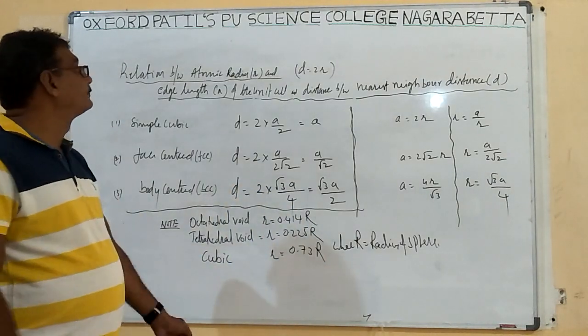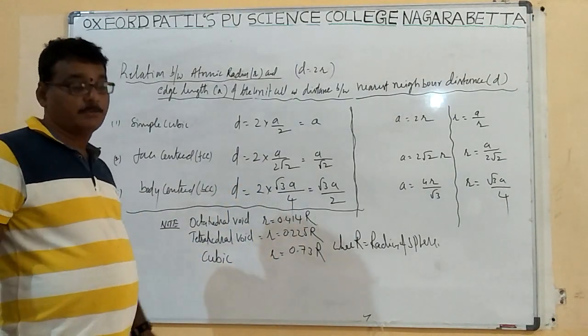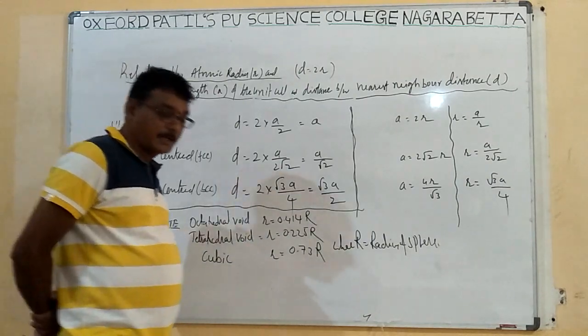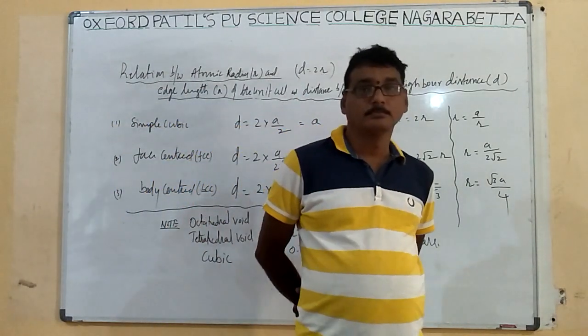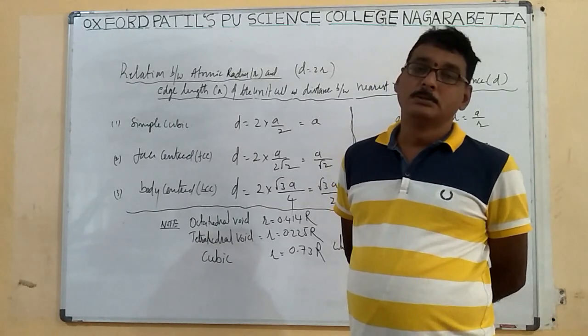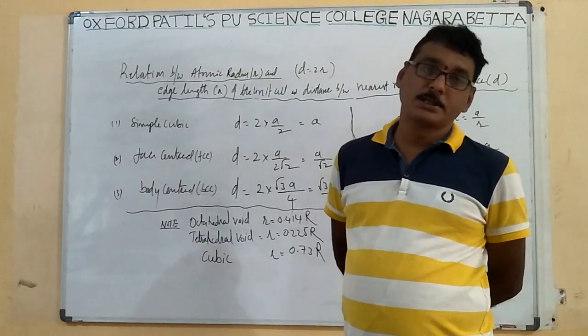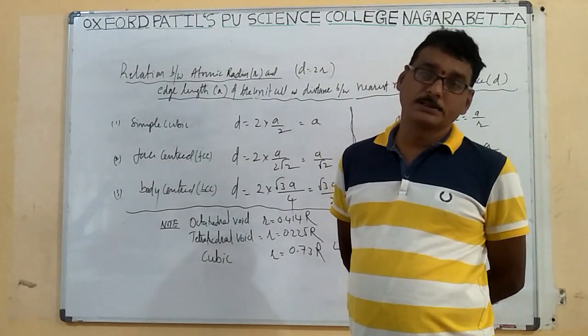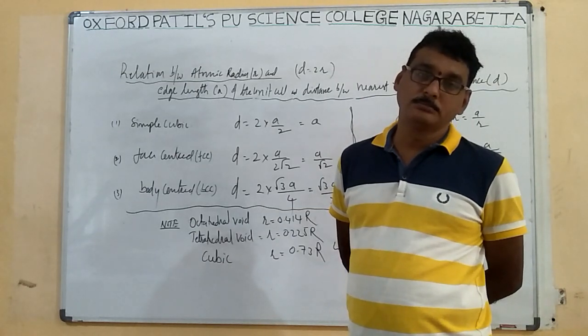Next, we have previously completed the three packing efficiency types. The first one is called simple cube. The second one is called body centered cube. The third one is called face centered cube.